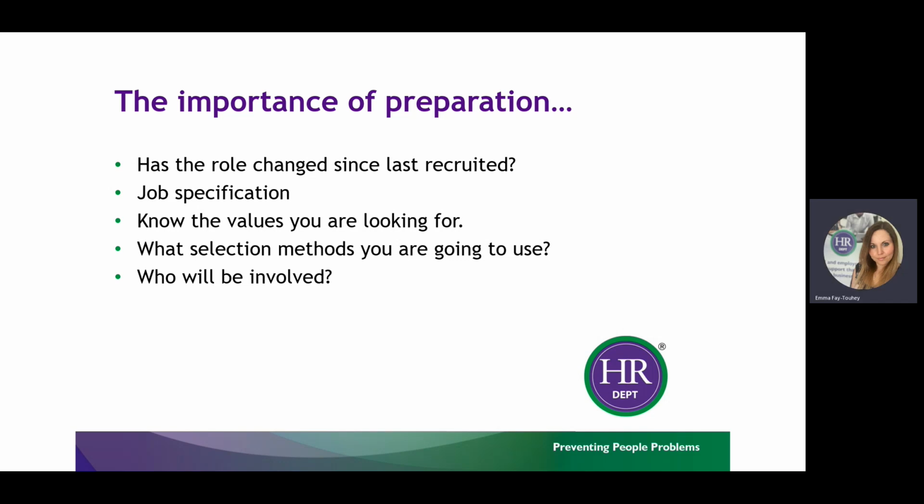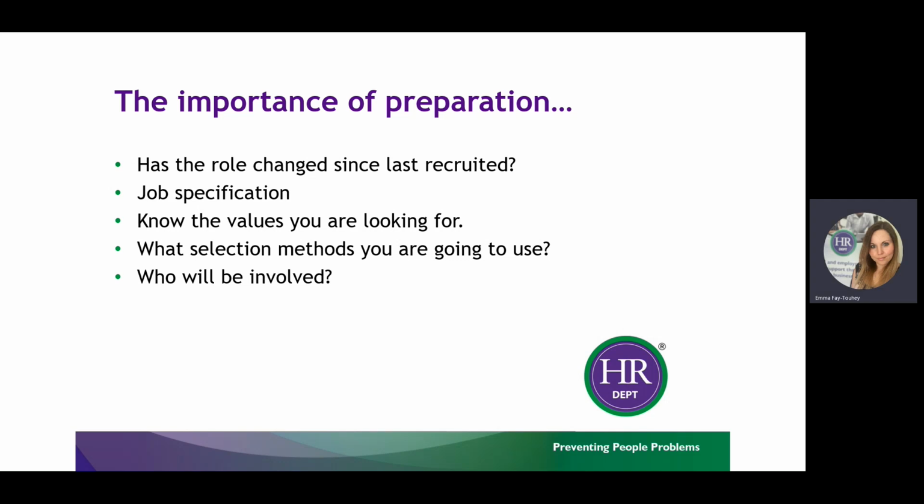And this is where a job specification is going to be really helpful. And within this, we're going to be setting out not only the purpose of the role and the tasks that are associated with that role, but also what the ideal candidate looks like. So we're going to explore that on the next slide in a bit more detail.